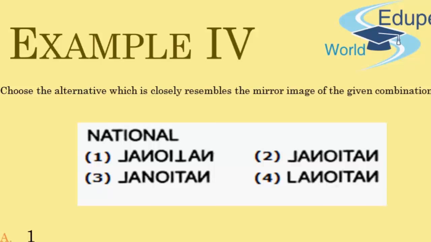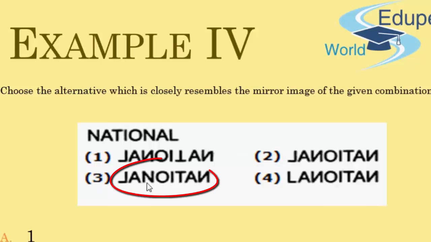Now if I check option 2, I can see that all of them have been inverted about the y-axis. Okay, there is no problem. And also the slanting line is in the opposite direction. So everything seems fine. So 2 should be my answer choice. Let's check 3 and 4 also.